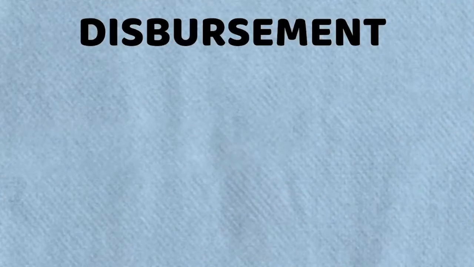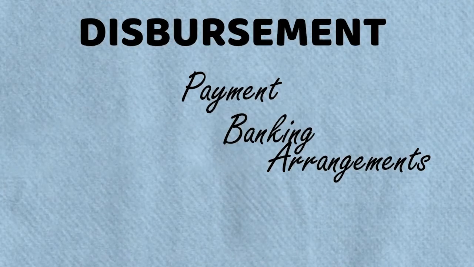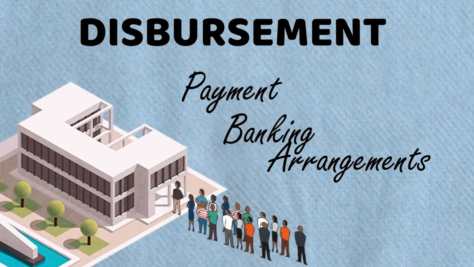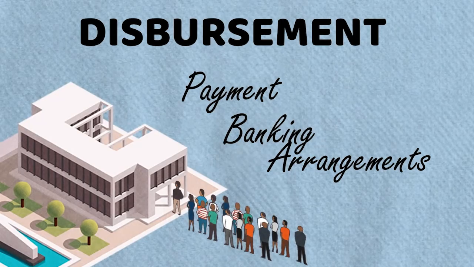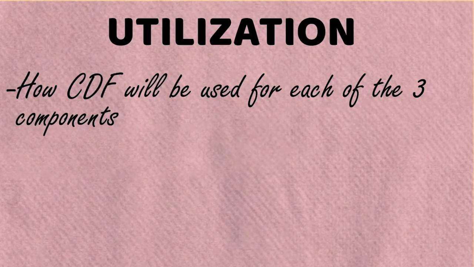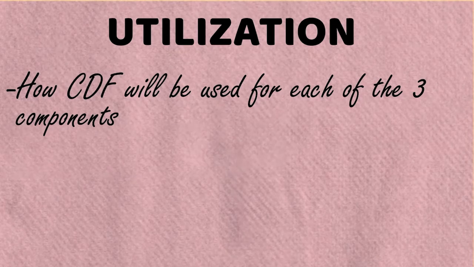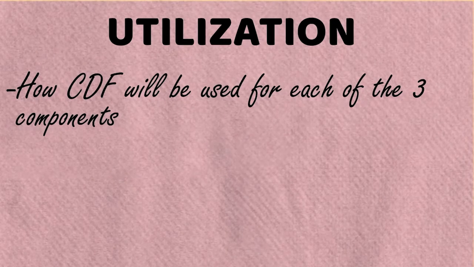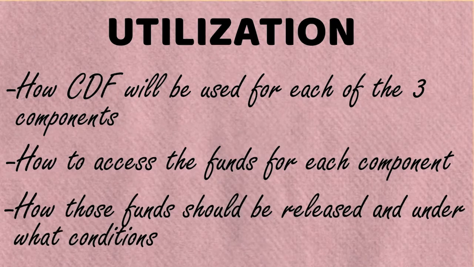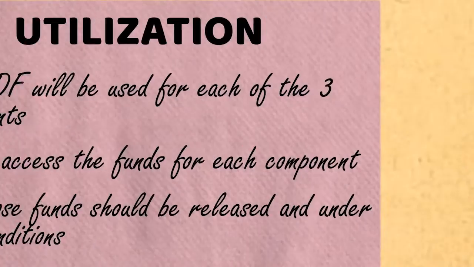Part 4. Disbursement, payment, and banking arrangements. This sets out how or when CDF will be released and the rules of how CDF should be handled when it is released. Part 5. Utilization of the Constituency Development Fund. This explains how CDF will be used for each of the 3 components of CDF. It explains in greater detail how to access the funds for each component and how those funds should be released and under what conditions.